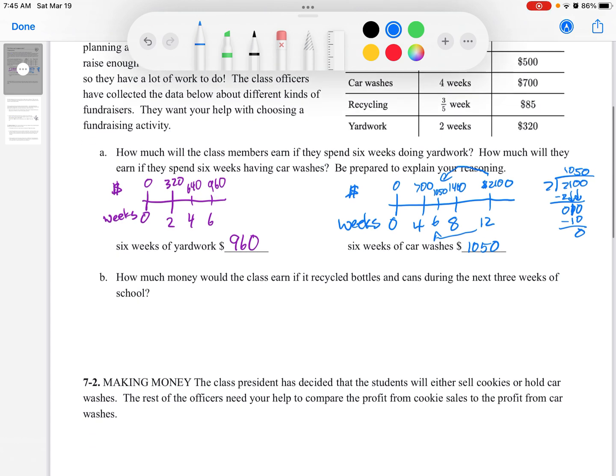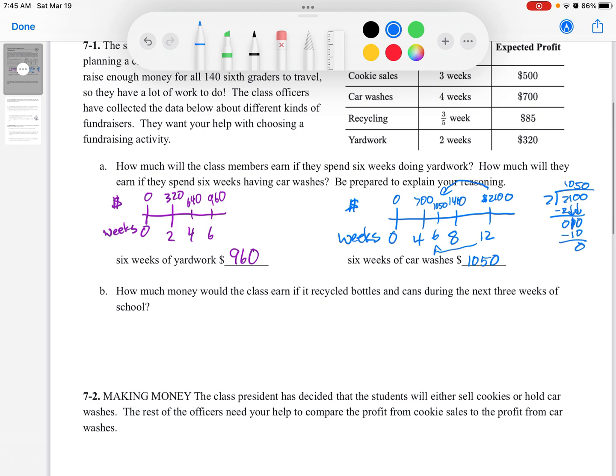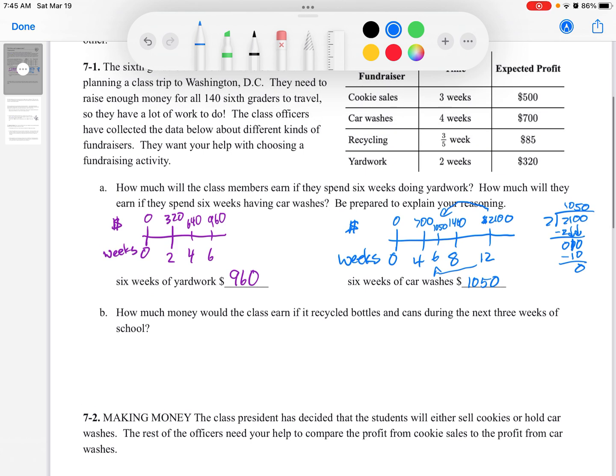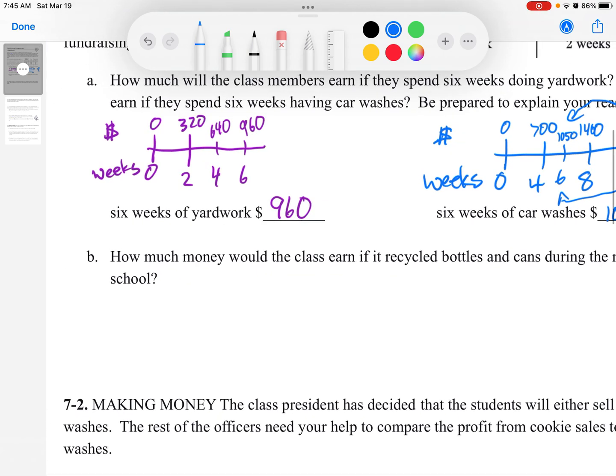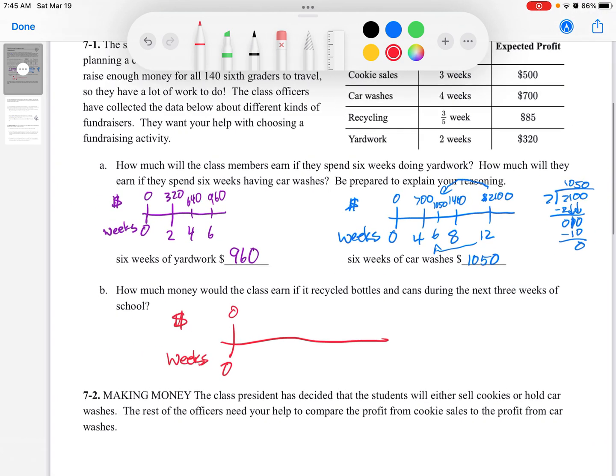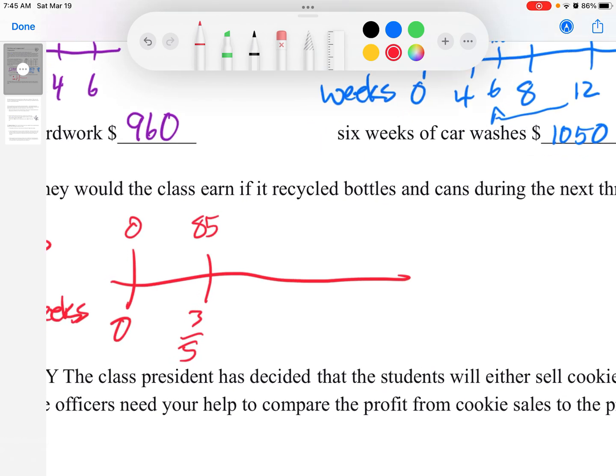How much money would the class earn if they recycled bottles and cans during the next 3 weeks of school? Ooh, recycling. The recycling is 3/5 of a week. Well, let's set that up the same way then, right? Let's set that up where we do money and weeks. So we have $0 for 0 weeks, right? And what do we find out? Our rate is, recycling is 3/5 of a week for $85. Ooh, this one's a little trickier, right?